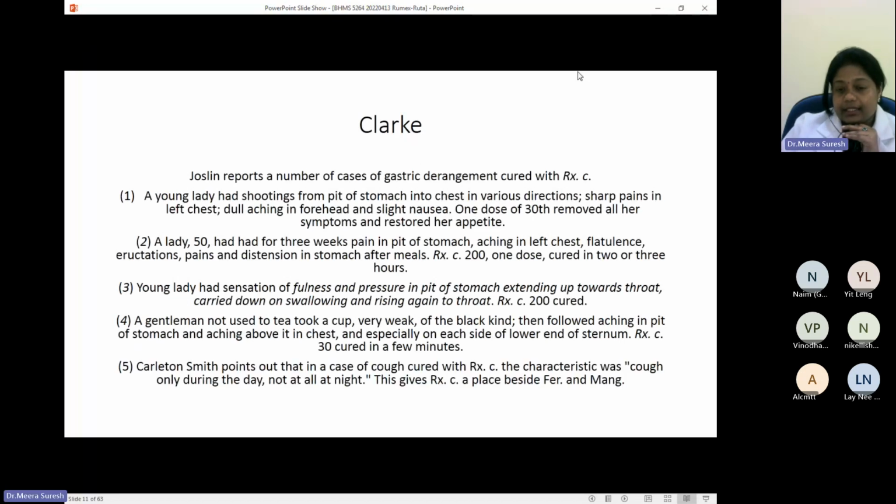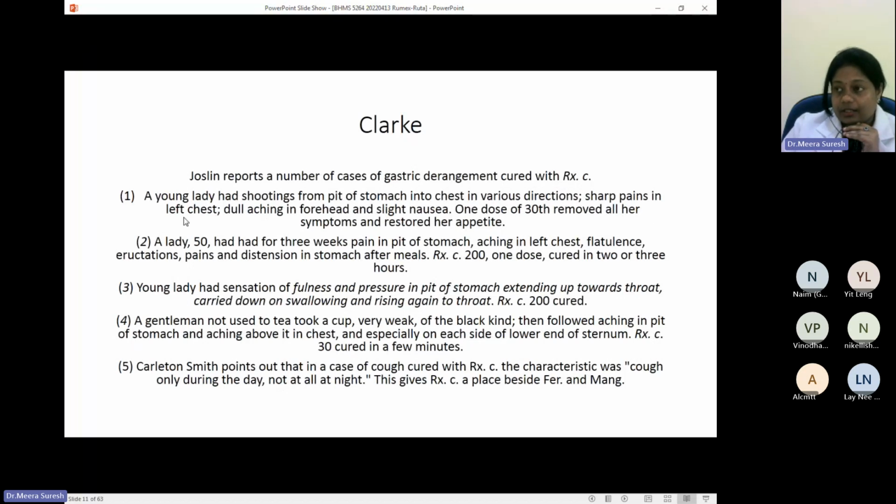Then there are some cases which were cured with Rumex crispus. The first one: a young lady had shooting from the pit of the stomach into the chest in various directions. And this is what Boericke's initial sentence was: there will be pain, varied pain, and sensations in different directions. So that is where the first sentence of Boericke came from.